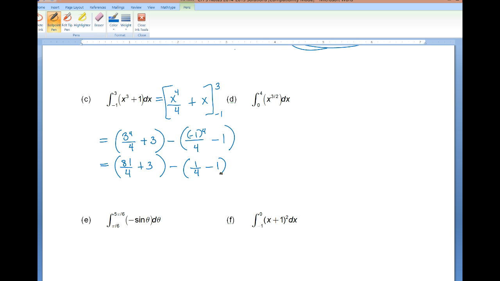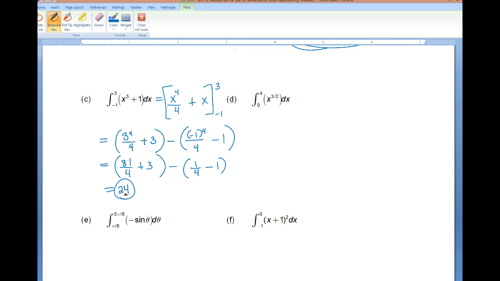The reason I would leave it like this, notice that when you have 81 fourths and you subtract a fourth, that would be 80 over 4, which is 20. And then you have 3 minus negative 1, so you get 24. Does that make sense? Yep. Again, you can always plug this into your calculator, math 9, and then you'll see.